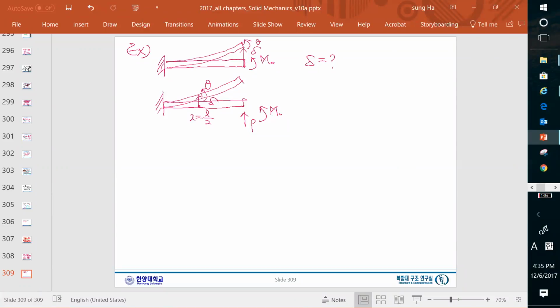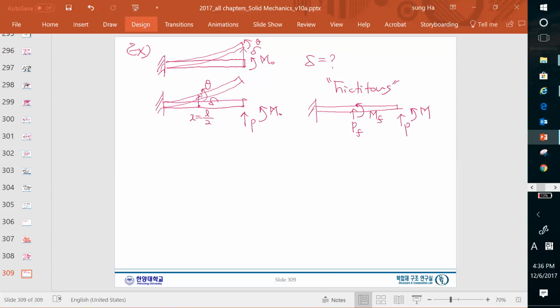Well, for this purpose, you always need to apply a fictitious force where you want to calculate the rotation and deflection. So here you can apply, for example, a fictitious force, and you can apply a fictitious moment. I would like to use a different symbol, okay? The subscript F means fictitious: fictitious force or moment, PF and MF. And the real force is P and moment M.